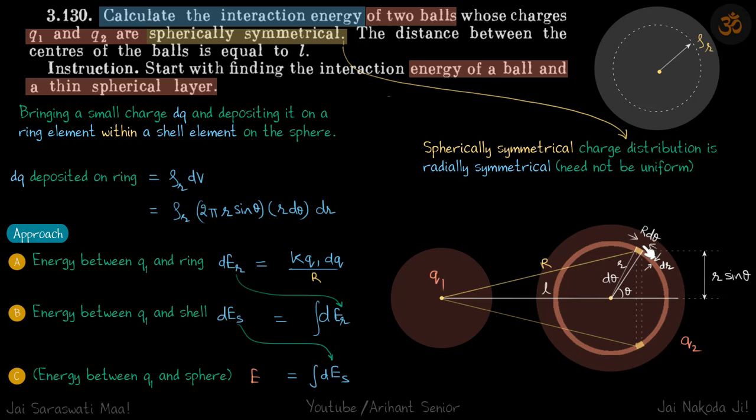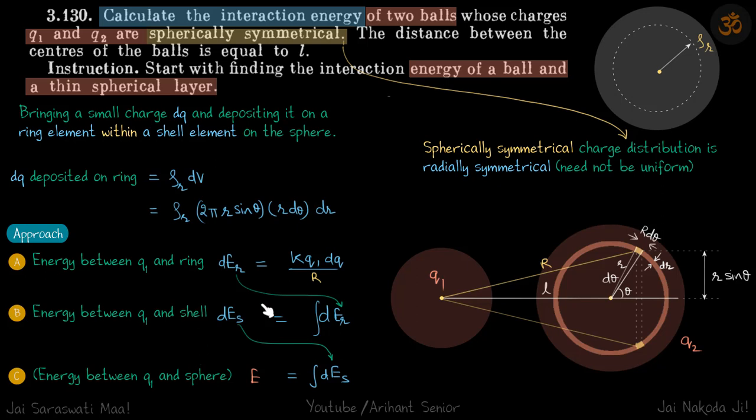and we need two more dimensions of the ring. The thickness of the ring is r d theta, and the other thickness of the ring is dr. So this is a ring of cross-sectional area r d theta times dr, and the length of the total ring is 2 pi r sin theta. So the volume of the ring becomes 2 pi r sin theta times the cross-sectional area, which is r d theta times dr. So dq deposited is rho(r) dV, and dV is 2 pi r sin theta times r d theta times dr.